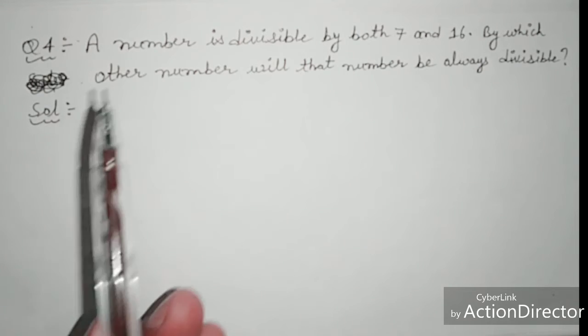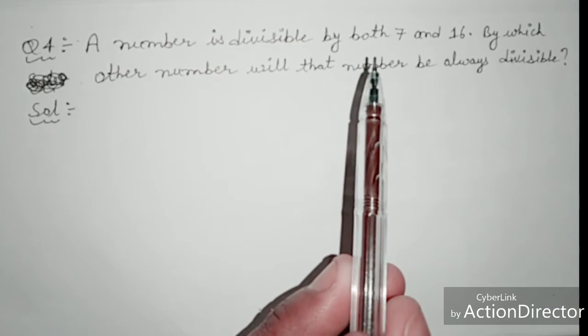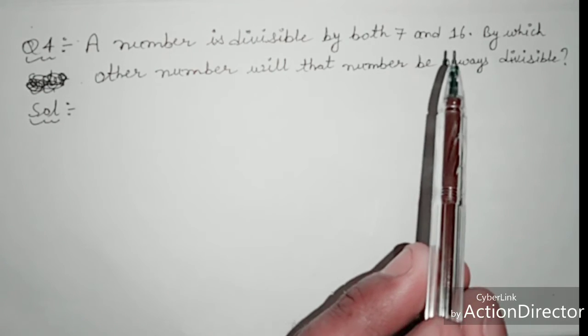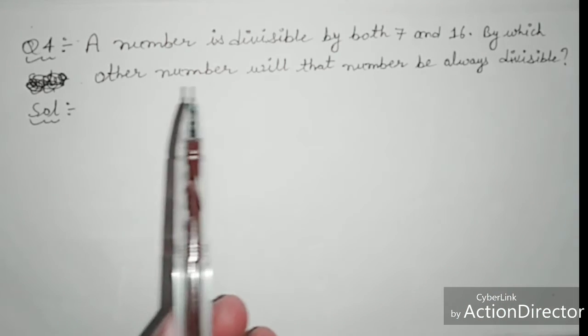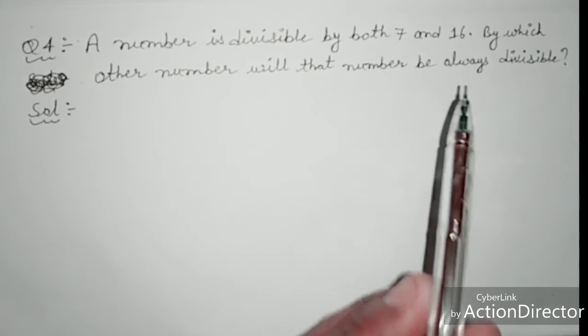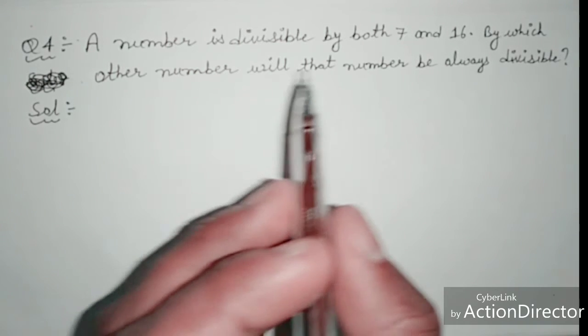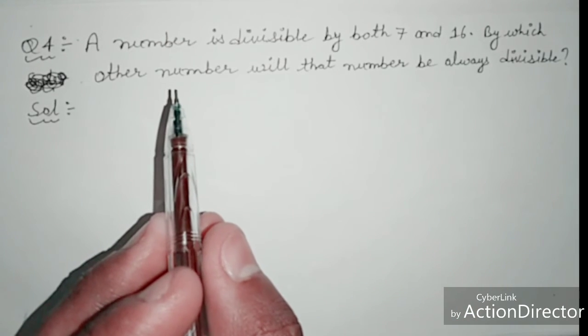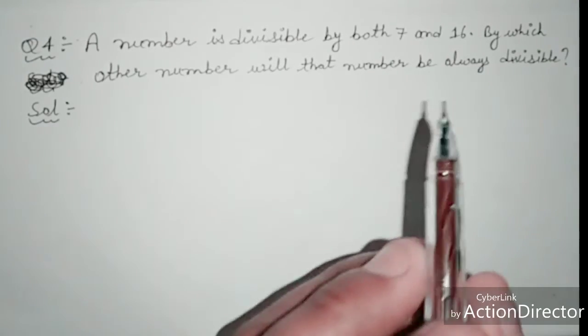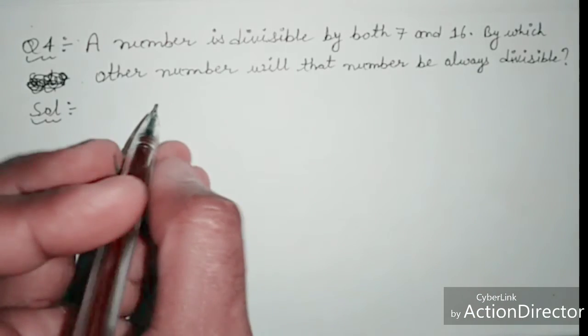Example number 4: a number is divisible by both 7 and 16. By which other number will that number be always divisible? If any number is divisible by the other number, it is always divisible by 1. So the other number by which that number will always be divisible is 1.